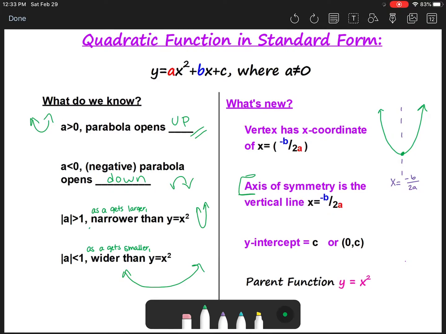So that means, here's my axis of symmetry, x equals negative b divided by 2a, which would mean that my vertex would have an x value of negative b divided by 2a, and then whatever that number was, I would just plug it in to find my y value.